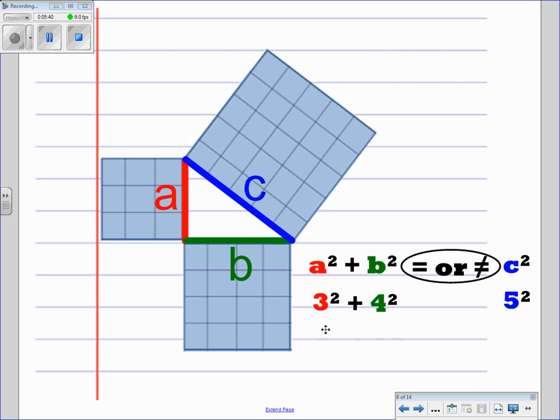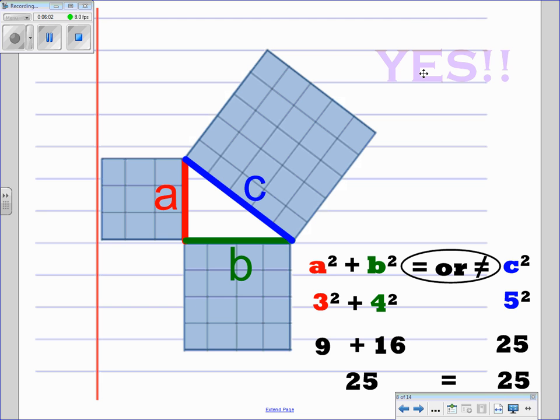Now we do the math, and the order of operations tells us that we have to do 3 squared first to get 9, and 4 squared to get 16. Then over here we do 5 squared to get 25. And finally we add them together to find out if we got 2 identical answers. And if we did, that means that we have a right triangle.